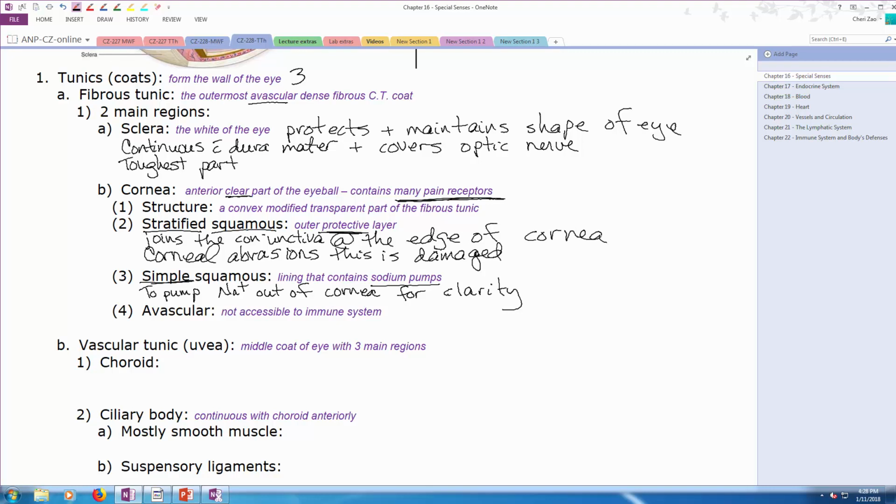So avascular, no blood supply, and also not accessible to the immune system. And this is absolutely fabulous for another reason, and it's called transplants.